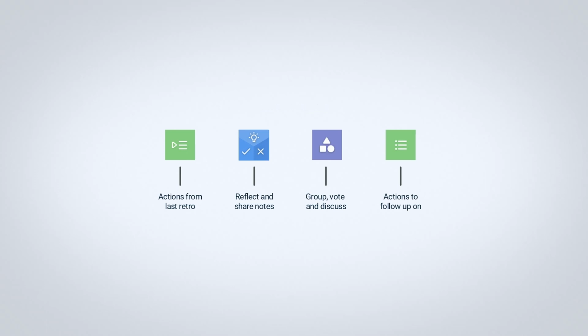The first step of a good retrospective is to go through any previous actions the team has agreed upon. The most important thing about methods like retrospectives and improvement in general is to actually follow up on our improvement ideas.